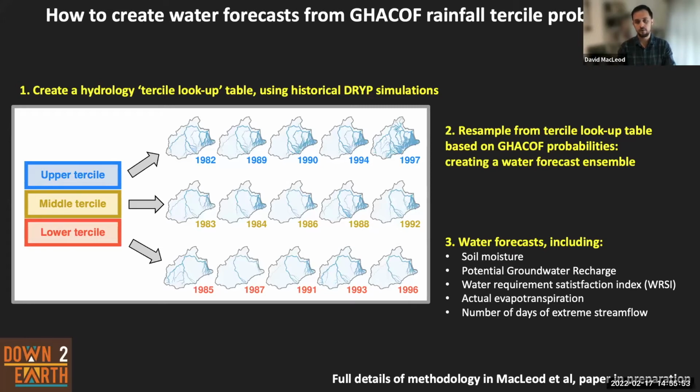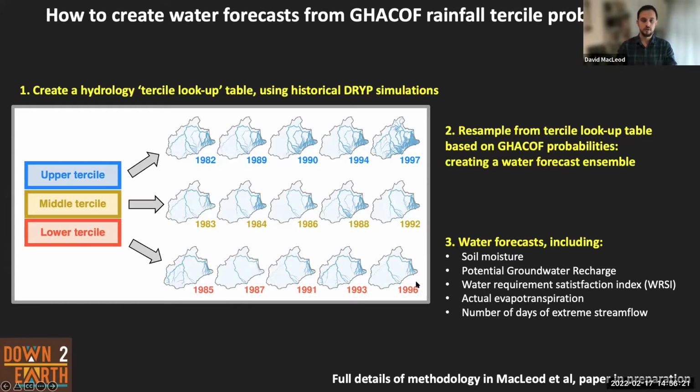We then take that output and we categorize each season according to the total seasonal rainfall in the basin. For instance, we identify all of the years which had upper tercile rainfall, and we put them in one row, the top row seen here. We take all the years with middle tercile rainfall and put them in the middle row. And then all the years with lower tercile rainfall go in the lower row.